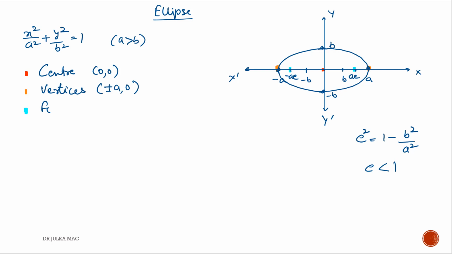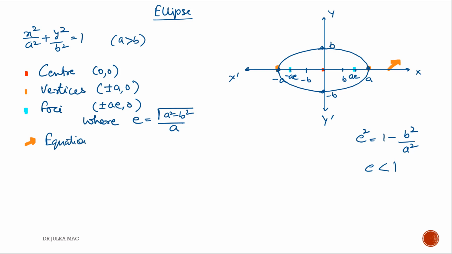We have two foci, at a and minus a. So the foci are plus minus ae, 0, where ae equals root of a square minus b square, divided by a. X-axis is known as major axis, so equation of major axis is y equal to 0. And y-axis is known as minor axis, and equation of minor axis is x equal to 0, because at y-axis, x is 0.